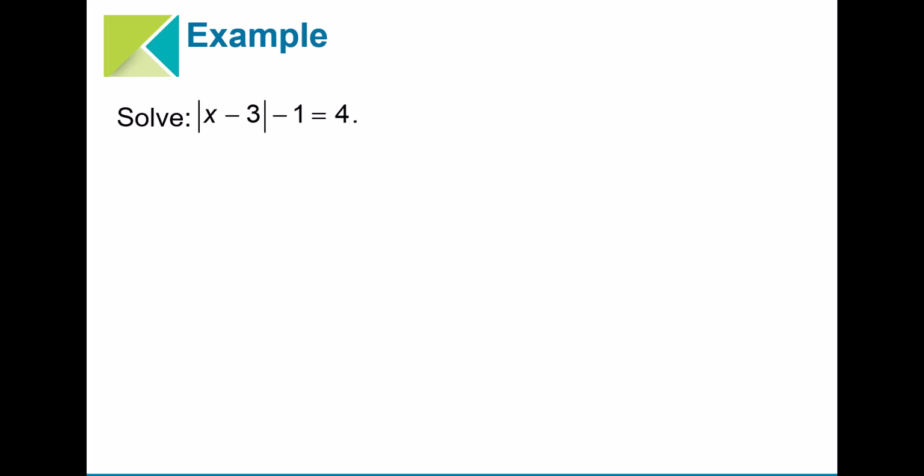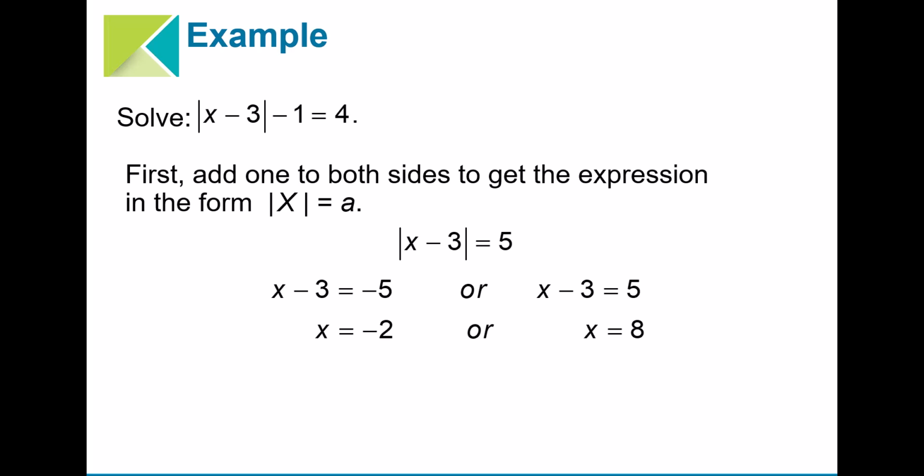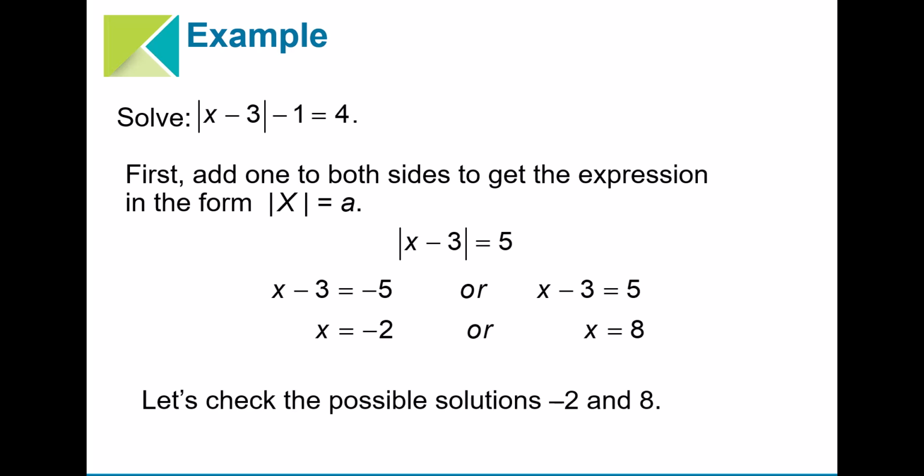So when we try to solve an equation like this, first add 1 to both sides to get the expression in this form. We want the absolute value by itself. And now from here, I do x minus 3 equals negative 5 or x minus 3 equals positive 5. And that's what I'm going to solve as my possible solutions.